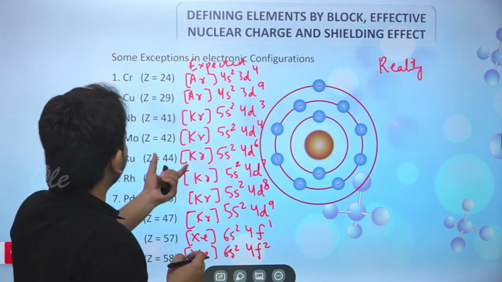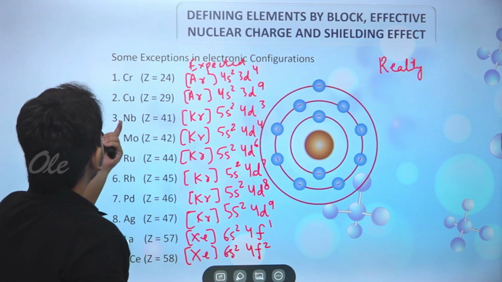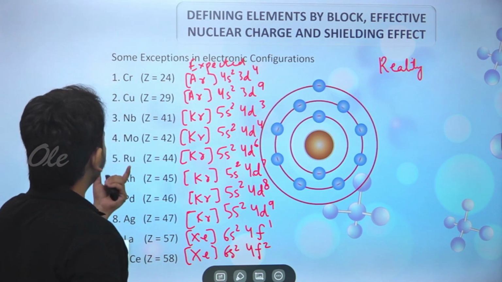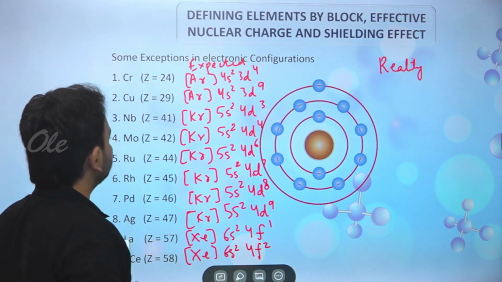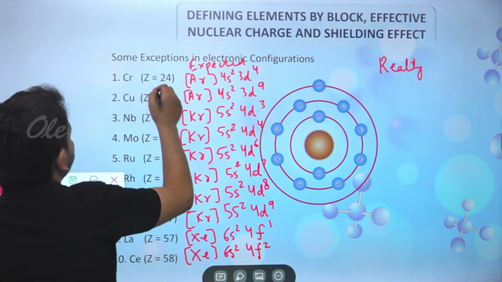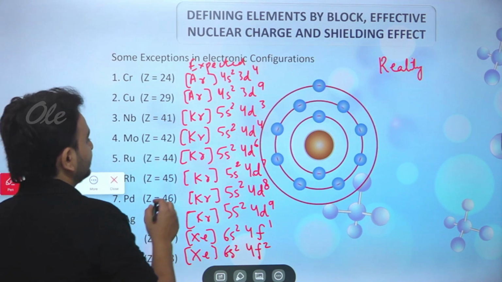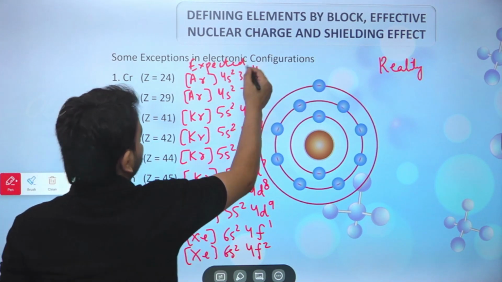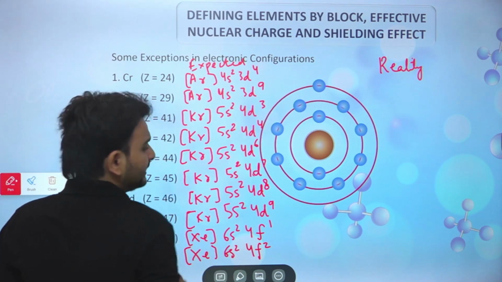For example, if you talk about these exceptions, the electronic configuration of chromium, copper, niobium, molybdenum, ruthenium, rhodium, palladium, lanthanum, cerium, all of them. What we have over here is what you'd expect. This would be 4s2 3d4, and then copper should be 4s2 3d9.